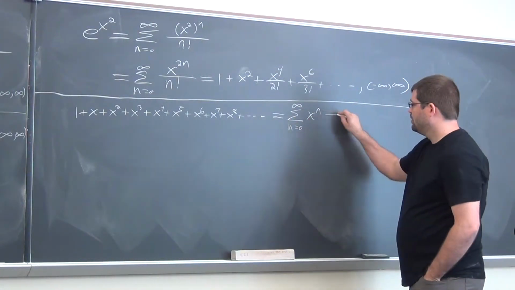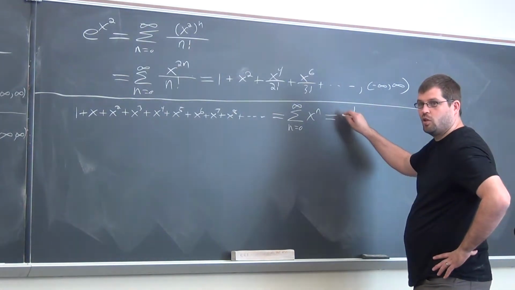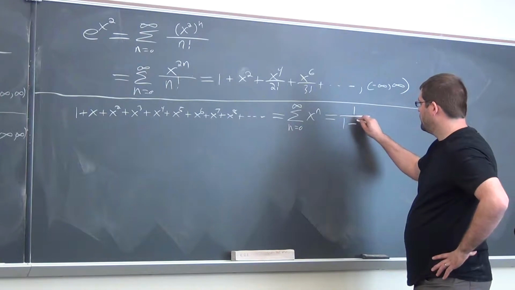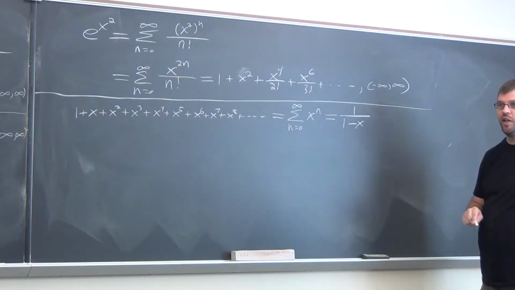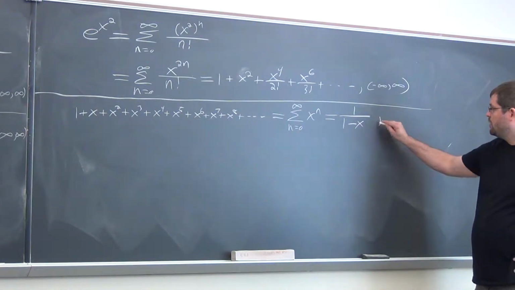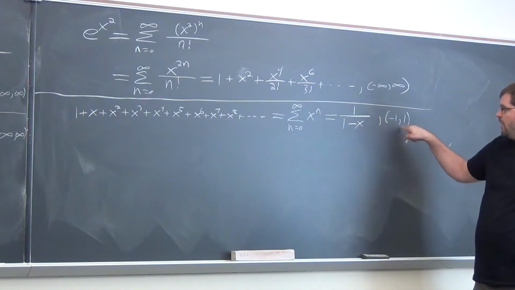It had to be less than 1. Right, so that's what I was going to come to next. In this case, it was 1 over 1 minus r, or 1 minus x, and then the absolute value of x had to be less than 1, and so I'm going to write it in interval form. This will be valid on this interval.